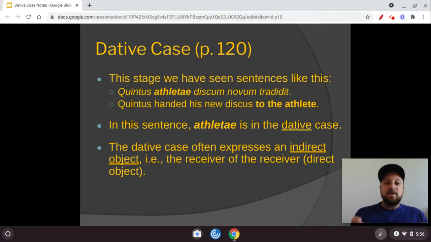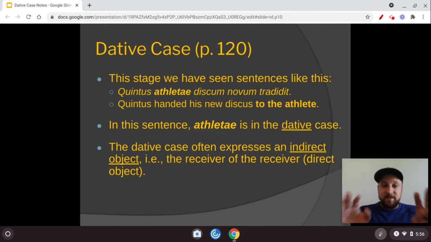So the dative case often expresses an indirect object. So you have to maybe apply a little bit of English to understand that. Or going back to Latin, it is the receiver of the action. So we know that the receiver of an action is accusative. It's a direct object. It's endings like -am, or -as, -os, -es. But the dative case says who's receiving the direct object.